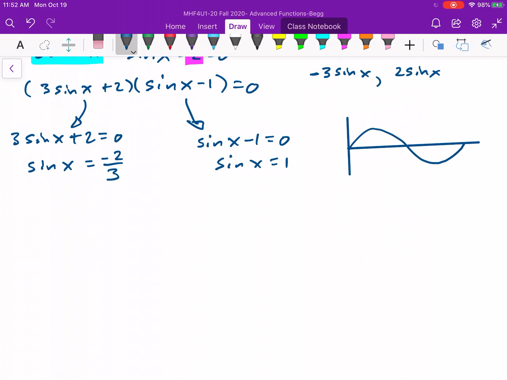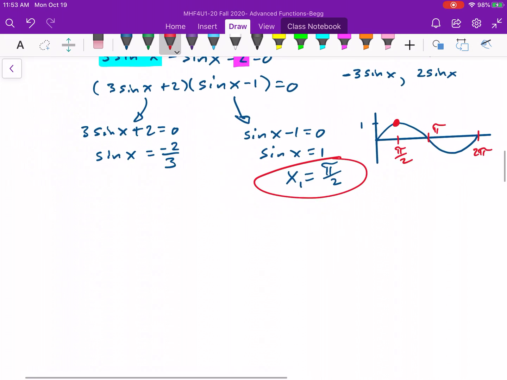Sine looks like this. The maximum is 1, so sine x is going to equal 1 in only one place, and that's, if you recall, at pi over 2, since the full cycle is 2 pi, this would be pi. So just thinking about our sine graph gives me a solution of pi over 2. Let's call that one x1, because that is going to be one of our solutions, and we can't really do anything else with that part, so we're already half done, let's say.